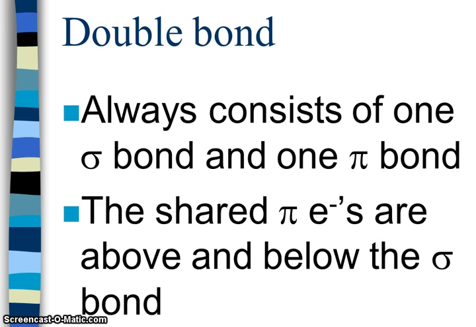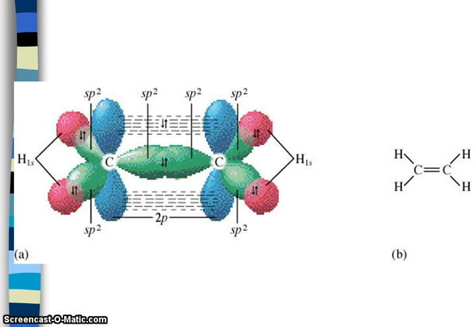And the shared pi electrons are above and below the plane of the single bond. So now if we look at our entire model, we've got our carbon atoms, which have been sp2 hybridized, leaving one unhybridized p orbital. We're going to have an overlap of a hybridized orbital from carbon with each of our hydrogens. That gives us sigma bonds.